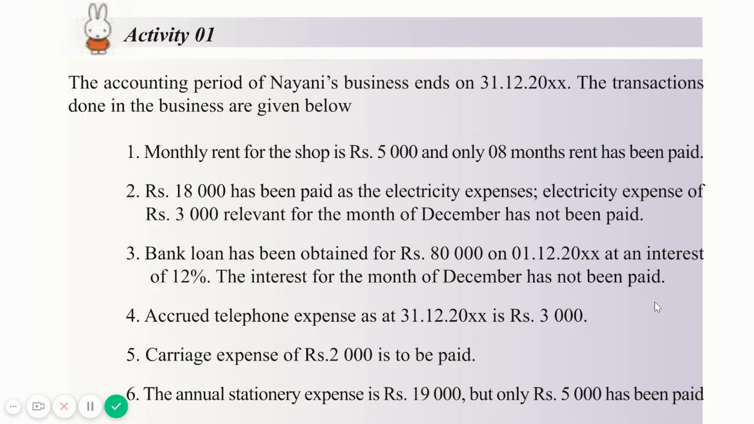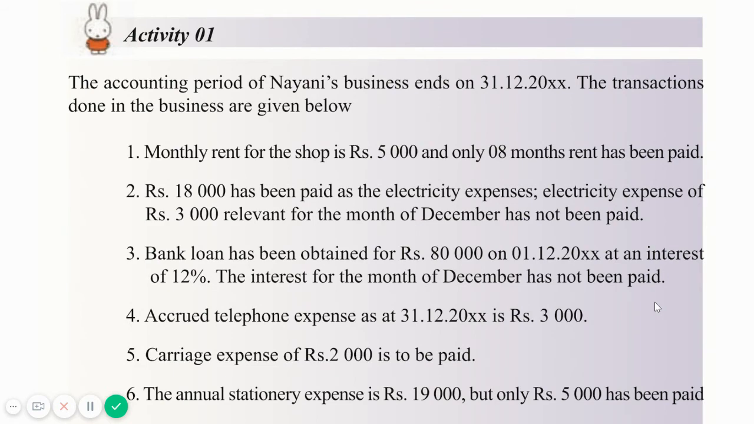The accounting period of Nayanee's business ends on 31st December 2019. Let's consider the transactions done in the business, given below. Now, they said the monthly rent for the shops is 5,000 and only 8 months' rent has been paid. That is the first adjustment. All these are accrued expense adjustments, because they can be tested in different ways.